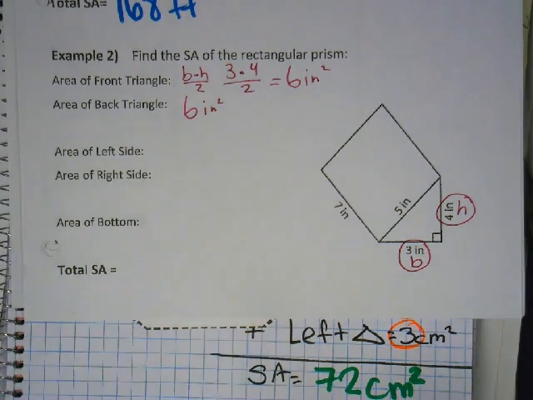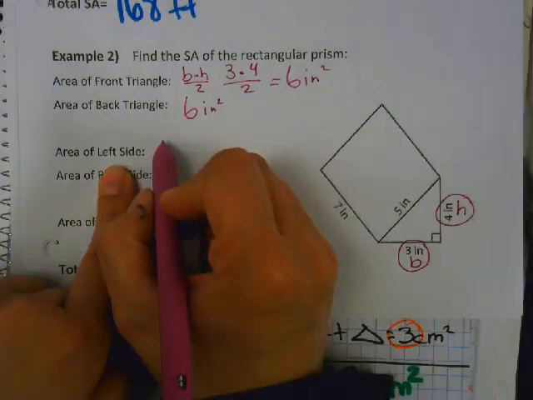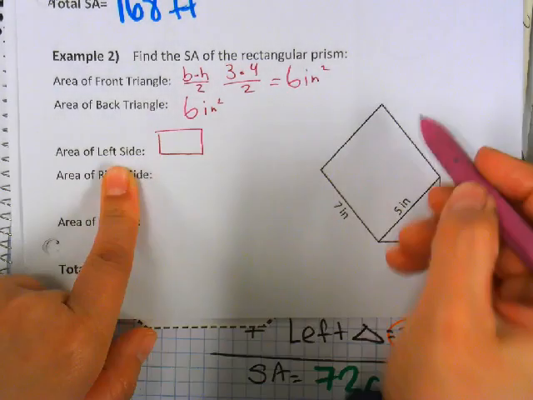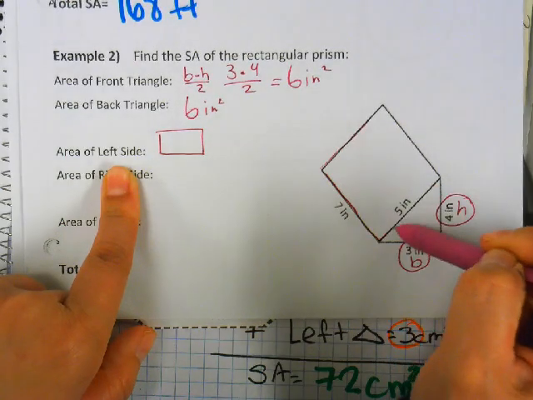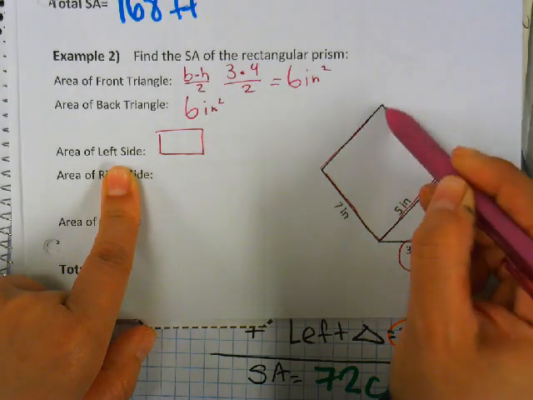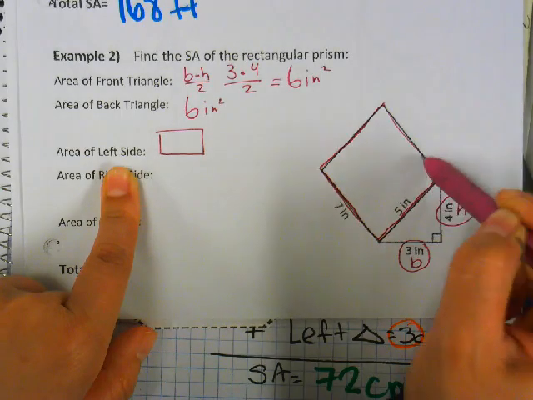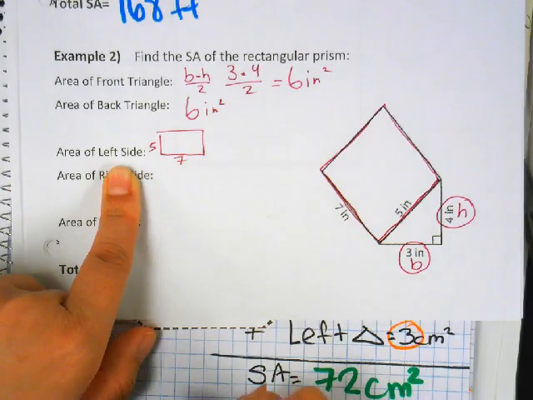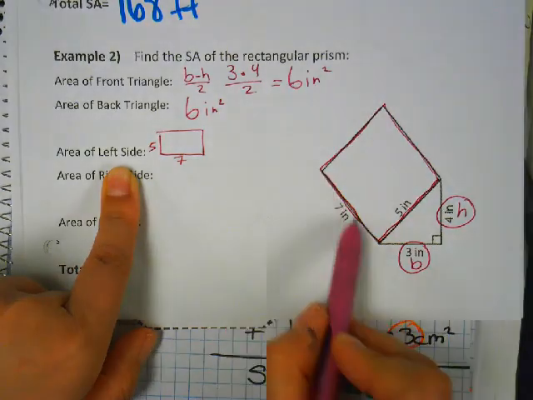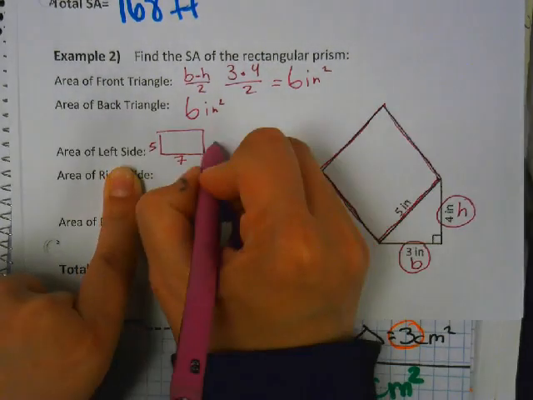Now, the left side is the side that you see right here. So, of the rectangle on the left side, this rectangle right here, that I'm highlighting right now with my pen. You see the rectangle? What 2 numbers make up this rectangle? 7 and 5. This is 7, and this is 5. So, what is the area equal to?